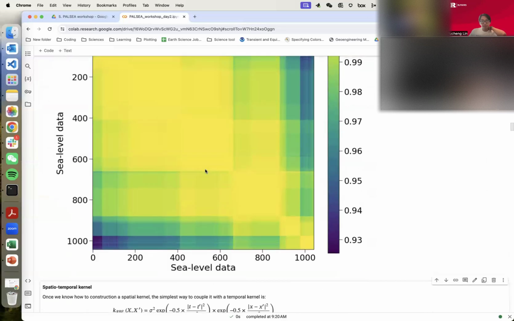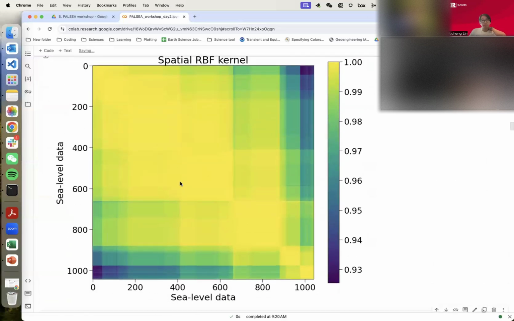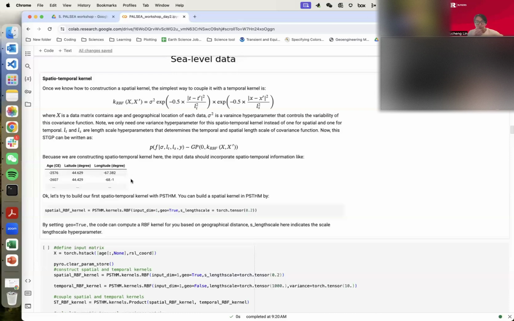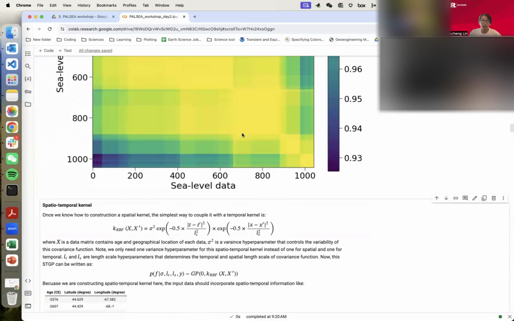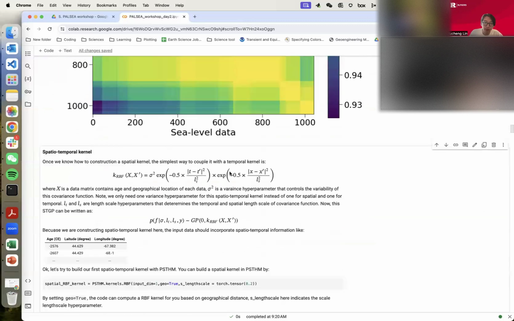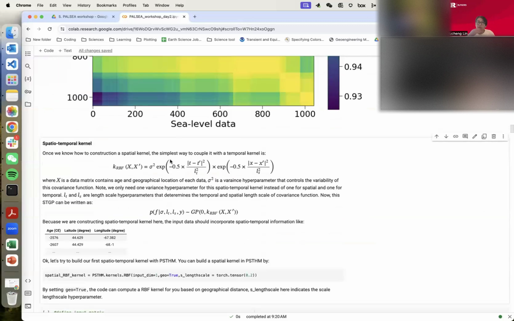Then we can build our very first spatial temporal kernel. This is a spatial kernel, and we were talking about the temporal kernel before. The simplest way to build a spatial temporal kernel is to just multiply them together. This is what we call a separable model, which means you can separate the spatial and temporal parts because we just multiply them together. A non-separable model means you have some space-time interaction.